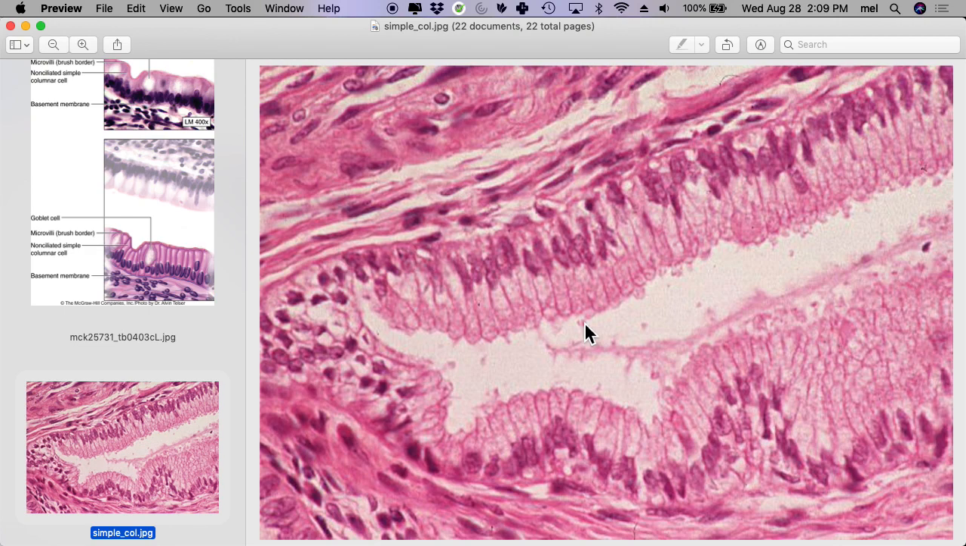I am not trying to make you flunk anatomy. People flunk anatomy on their own. They do not need my help, right? So if I point you to an area, focus on that area. So can you tell from here that this is a simple columnar epithelium?